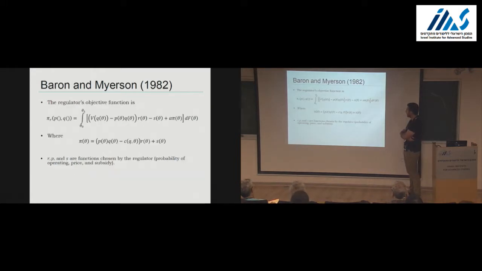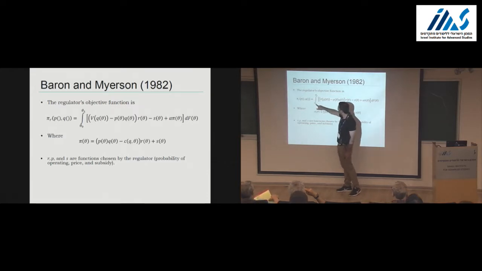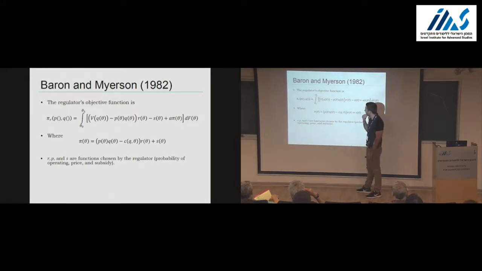The regulator's objective function is the following. So pi r, for regulator. They're going to integrate over the range of the productivity, caring about consumer surplus, that's consumer value, minus how much they have to pay for the goods. This is the probability of operating, so they only get the consumer surplus if the firm is operating. That's the check they write, the subsidy.